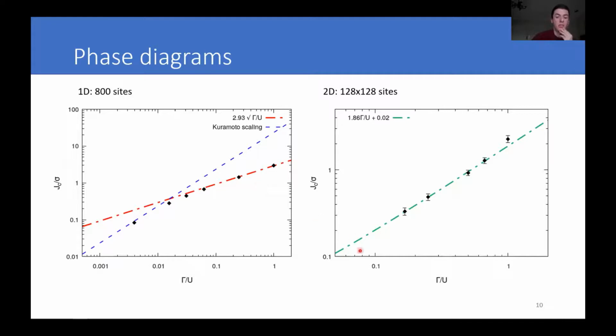And then in 2 dimensions, again, it's now a linear relationship between the tunneling and the nonlinear ratio. And we can see the clear distinction between our desynchronized phase down here and our synchronized one above.